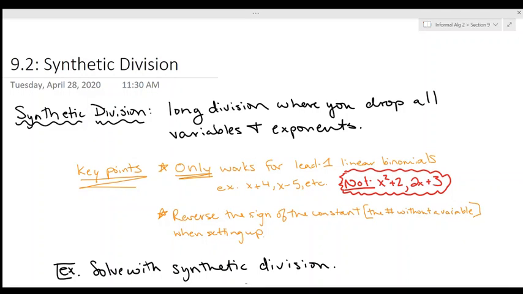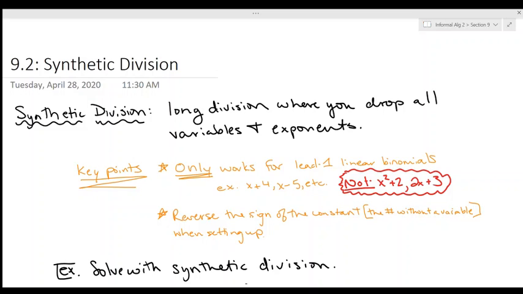We're going to get started on section 9.2 notes, which is about synthetic division. This is going to be a lot nicer than long division. It's kind of a shortcut for certain items you can divide. Synthetic division is long division where you can get rid of all the variables and exponents. Isn't that just nice?